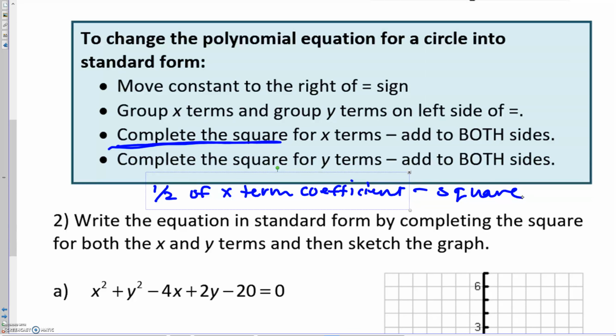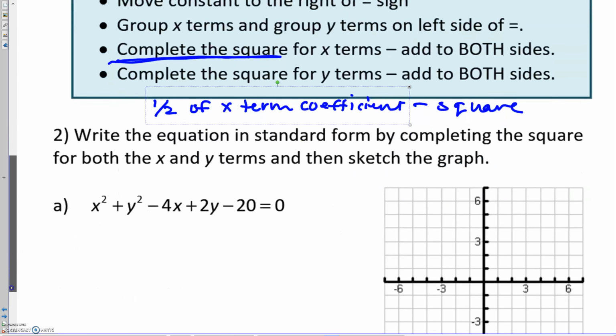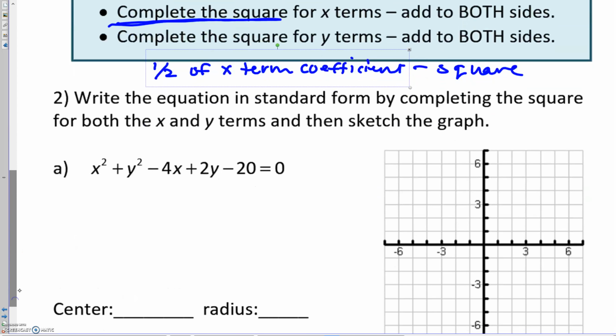So, and then complete the square for the y term as well. So here I have an equation. I know that it's a circle because I have an x squared and a y squared, and the coefficients are the same. So I'm going to move my 20 over here on this side of the equal sign. So it's minus 20. So I'm going to add 20 to both sides, so it's going to be positive.